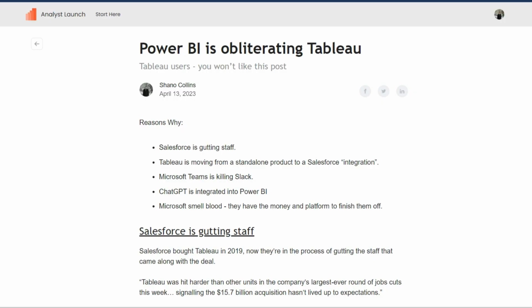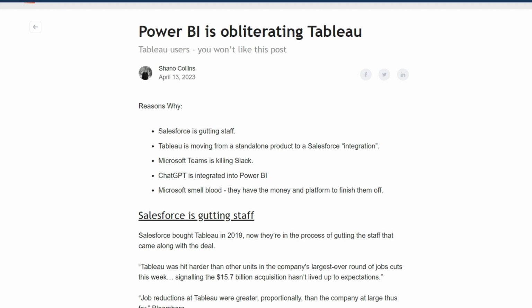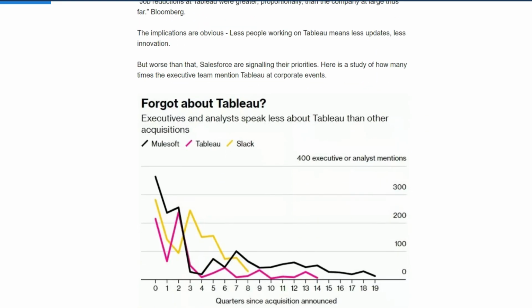All right, so here's an article I wrote a few weeks ago. It's called Power BI is Obliterating Tableau. I'll leave a link to it in the PDF, but really there's 5 points here. So remember, Tableau is owned by Salesforce. They bought it in 2019, and what they've actually been doing is laying off staff in Tableau. So yeah, they're laying off staff, so that's not good. The other thing as well is, here's a graph of how many times the Salesforce executives have mentioned Tableau in their executive meetings, and you can see the purple there. They're just not talking about Tableau at all, so that's not a good sign.